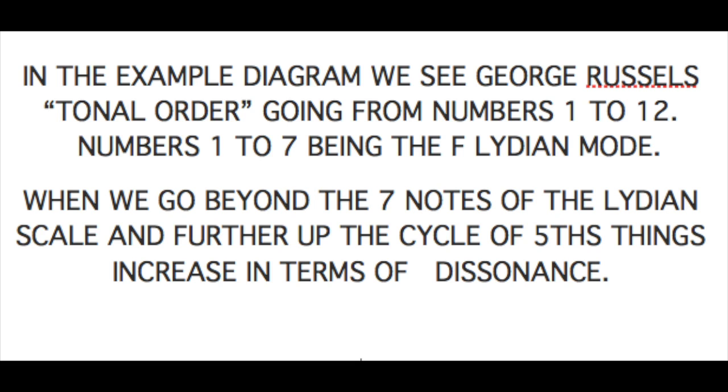So in the example diagram that we've just looked at, we see George Russell's tonal order going from numbers 1 to 12, numbers 1 to 7 of course being F Lydian. When we go beyond the 7 notes of the Lydian scale and further up the cycle of fifths, things increase in terms of dissonance.